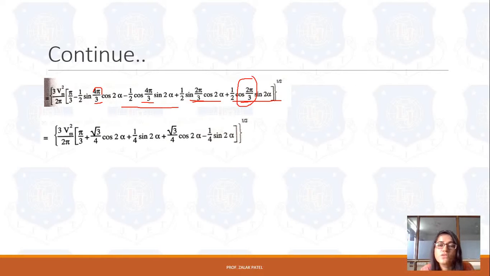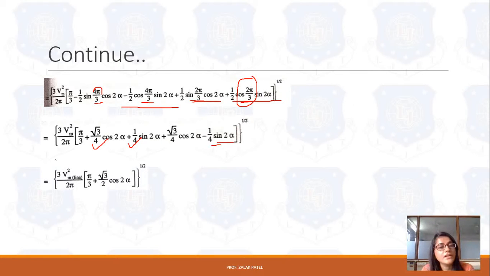So 1 by 2 is already there. So 1 by 2 into minus 1 by 2, so minus 1 by 4 sine 2 alpha is there. Same way you can put the values of sine 2 pi by 3 also here. So it is root 3 upon 2. So root 3 upon 2 into 1 by 2 means root 3 by 4 cos 2 alpha. Similarly you can do this for these two terms also. So the values are root 3 by 4 and 1 by 4.